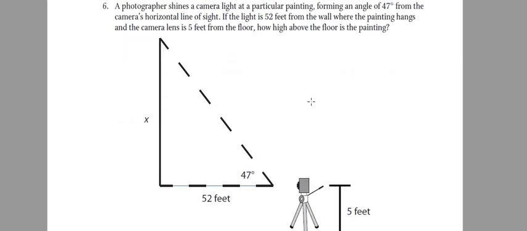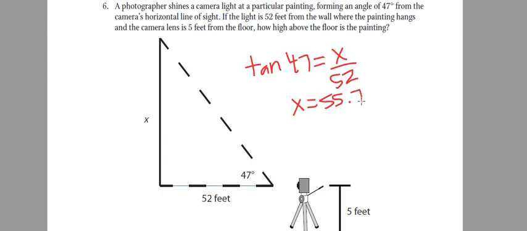For number 6, we end up using the tangent here. So I set up the tangent of 47 was equal to x over 52. I got an x value of 55 and 763 thousandths. But then that's just a value here, and it wants to know how high above the floor the thing goes, and it's an additional 5 feet. So the answer here is actually 60 and 763 thousandths.